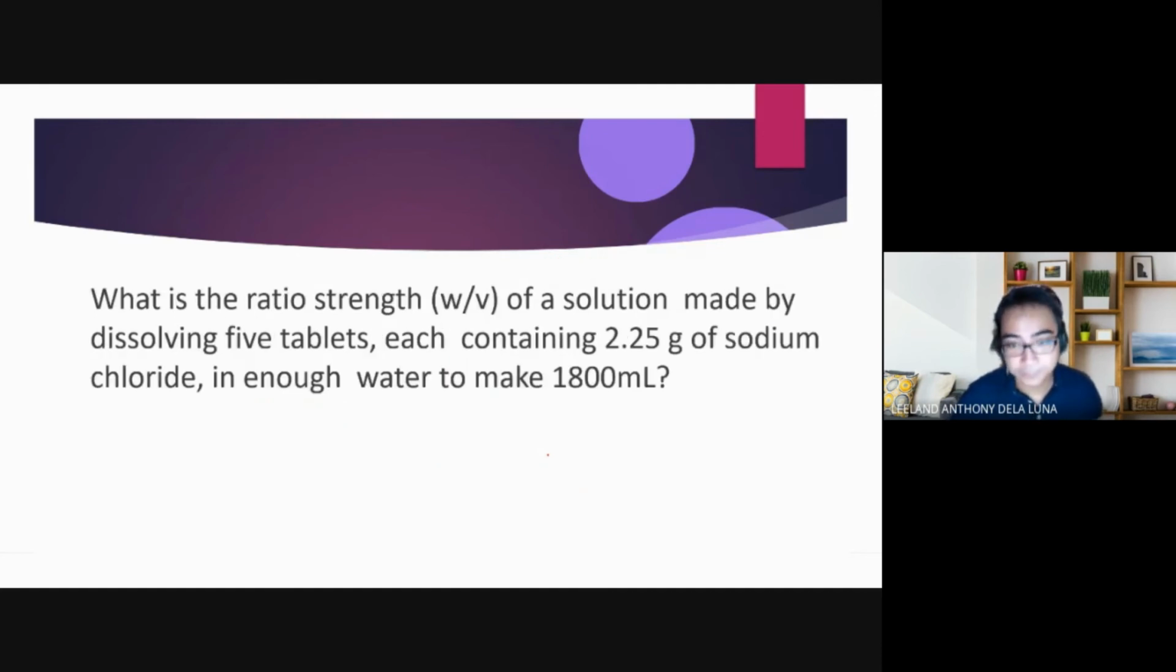Okay. What about this one? What is the ratio strength, weight per volume, of a solution made by dissolving 5 tablets, each containing 2.25 grams of sodium chloride, and enough water to make 1,800 ml. So medyo combination na to ng mga pinagkakagawa natin so far. Okay. So class, anong gagawin muna natin? So sabi natin, kailangan weight per volume ang ratio strength.